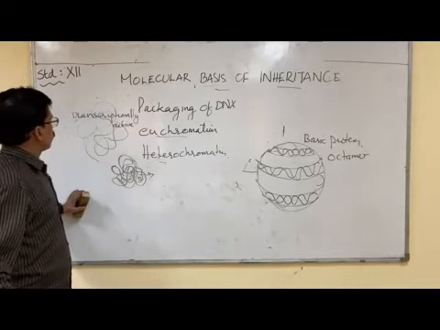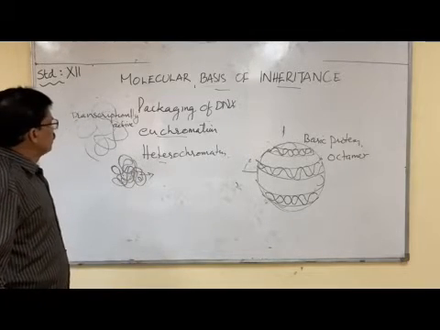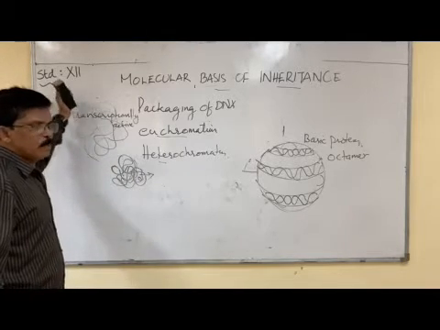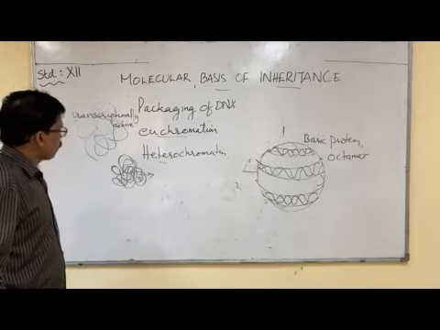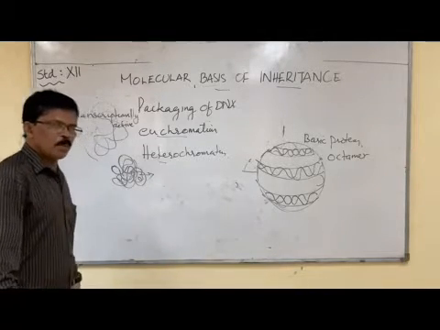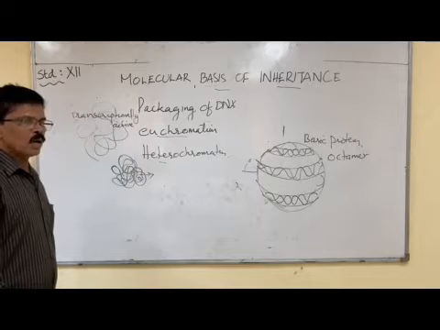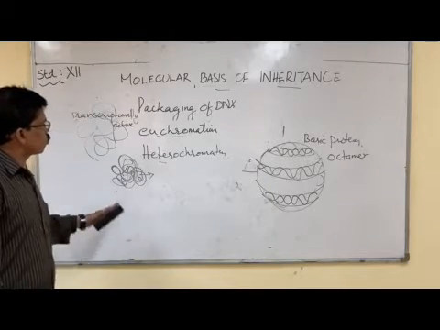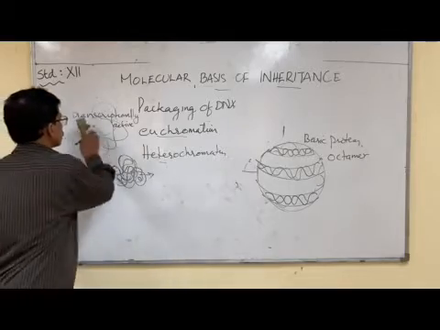So there are two types of chromatin, euchromatin and heterochromatin. Euchromatin is light stained and loosely packed, which is transcriptionally active. Whereas heterochromatin is tightly packed and darkly stained, which is transcriptionally not so active.